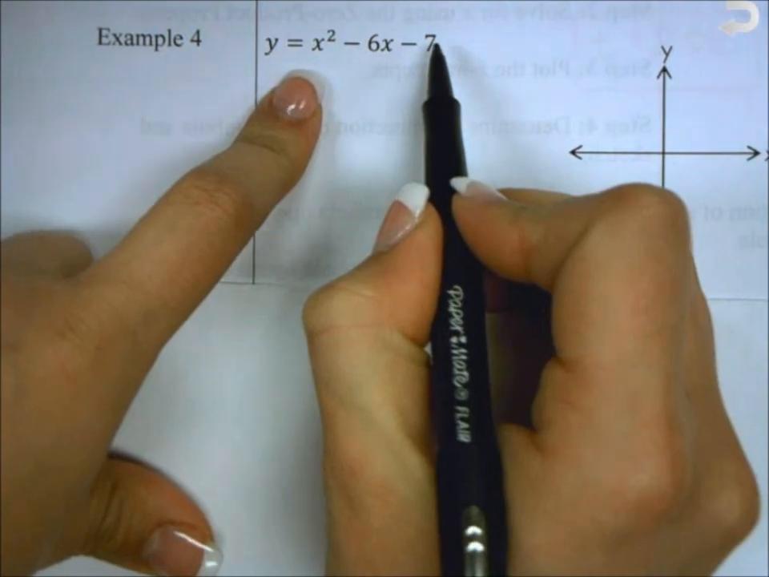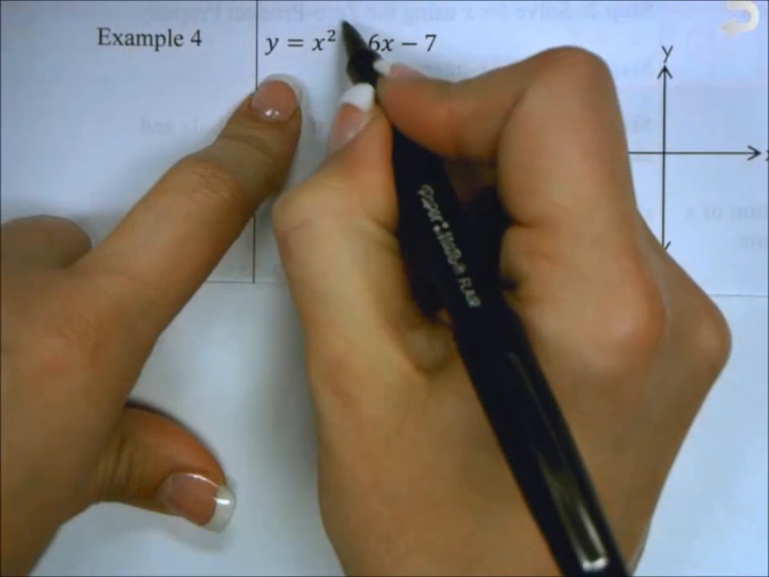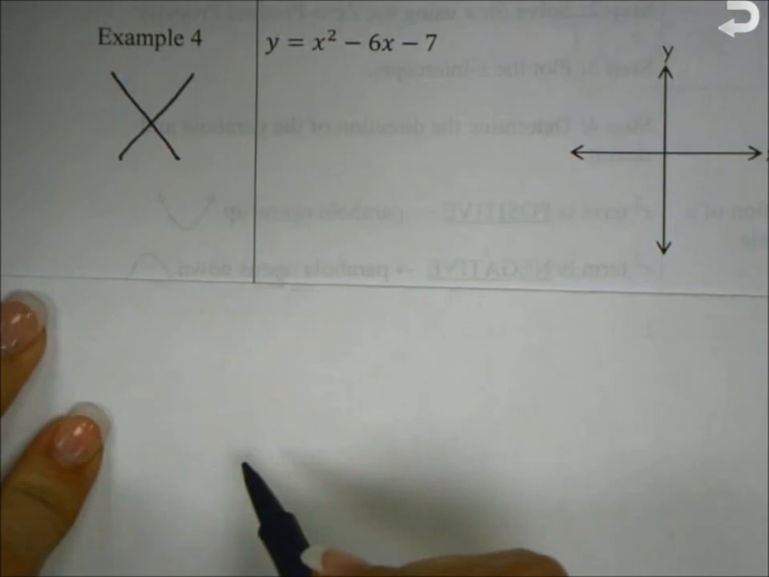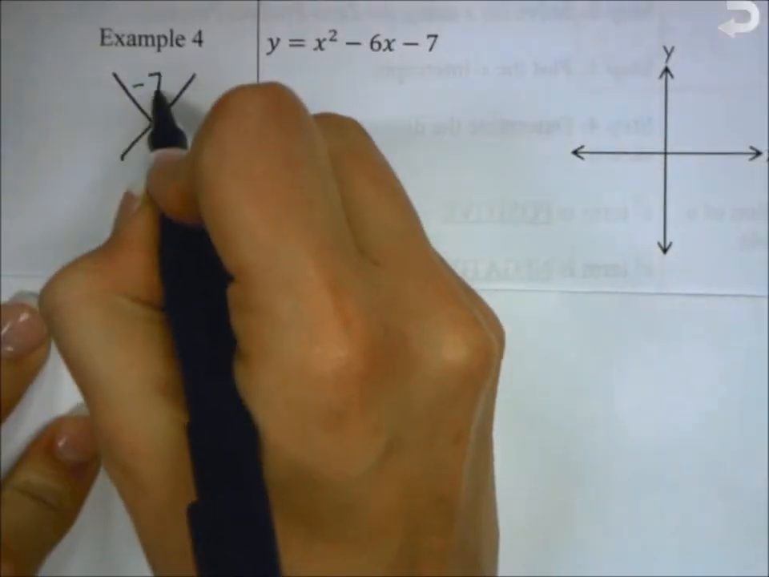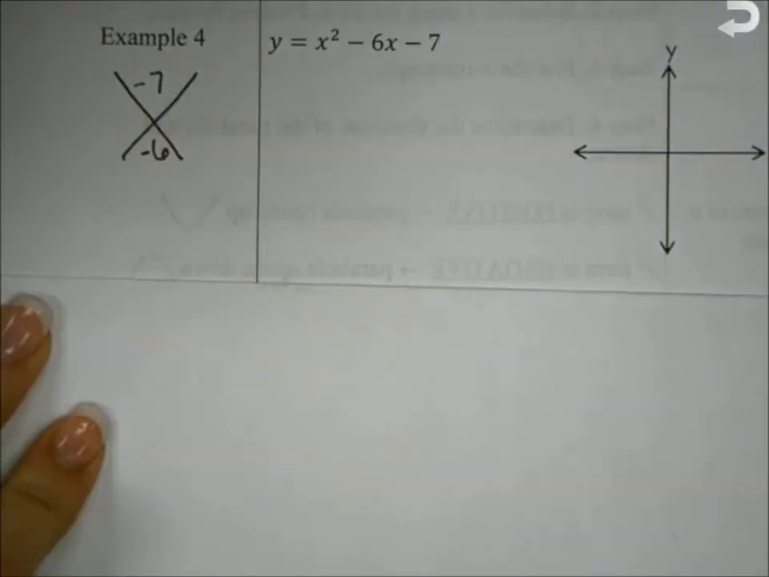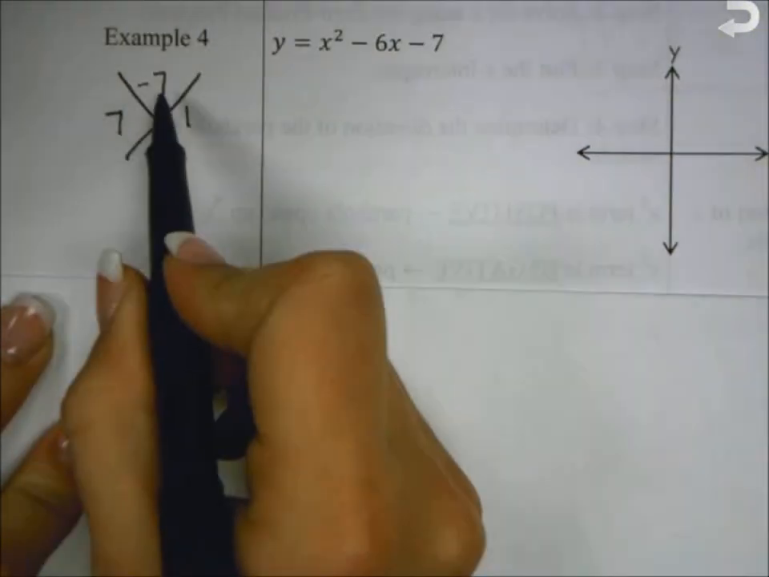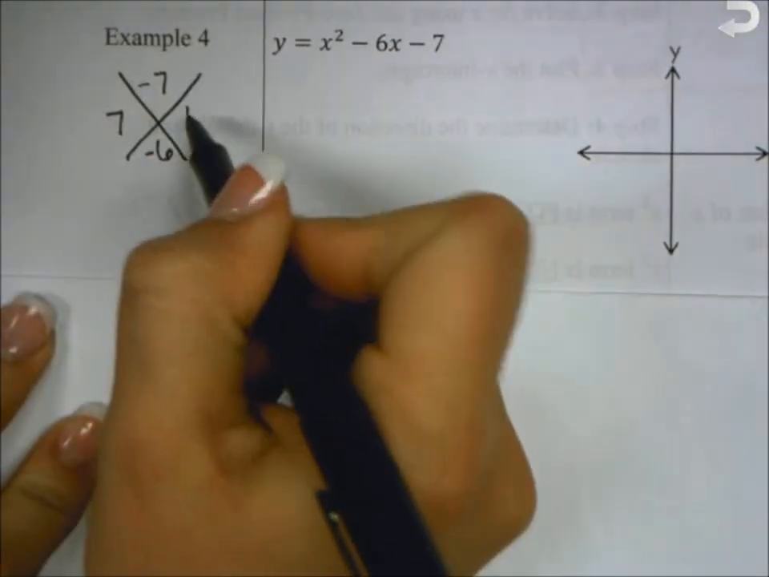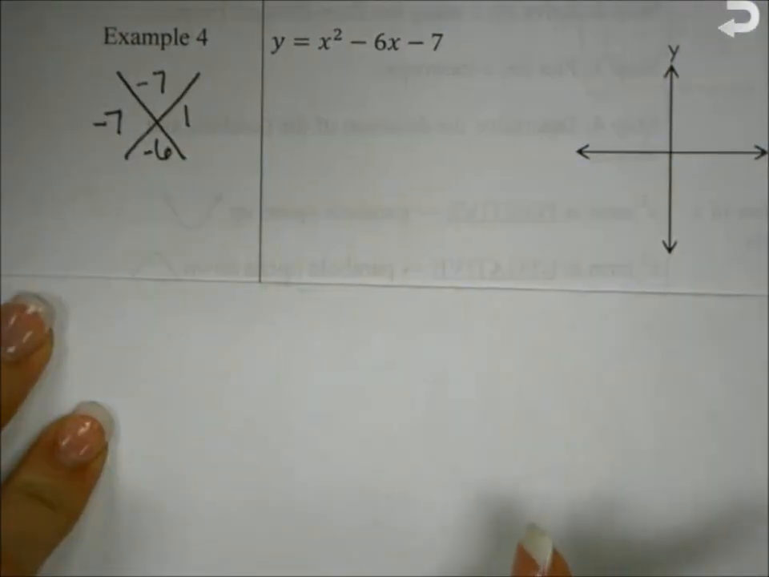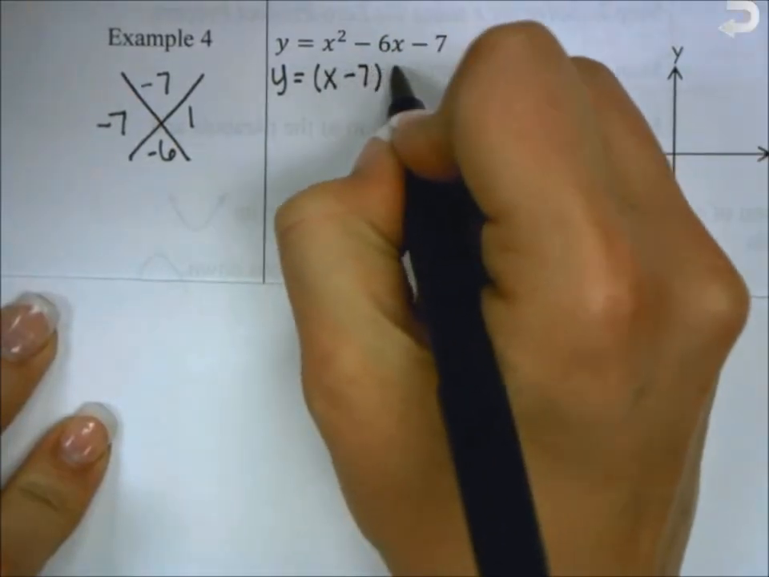So I'm going to draw my diamond, and I'm looking for two numbers that multiply to -7 and add up to -6. And as I'm going through the factors of -7, I know that 7 and 1, but one of them has to be negative, so that they multiply to a negative, and since they add up to -6, that 7 is the one that has to be negative. So this is going to factor to y equals x minus 7 times x plus 1. And now I can set the whole thing equal to 0. So we have 0 equals x minus 7 times x plus 1.